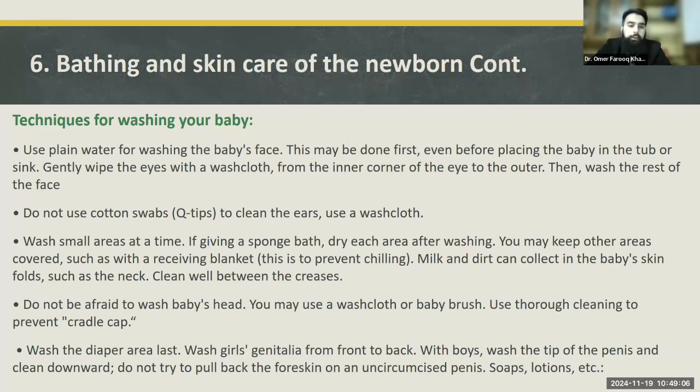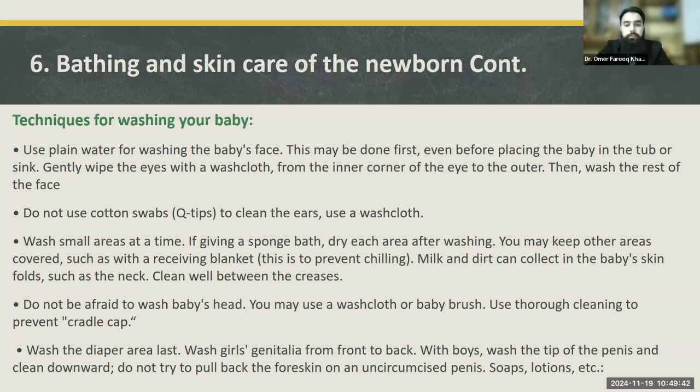Wash small areas at a time. For example, one arm, then the other arm, one leg, then the other leg. You do not start washing the whole of the body in a single go. If giving a sponge bath, dry each area after washing. You may keep other areas covered, such as with the receiving blanket. This is applicable in colder climate areas, not for Africa or Asia, where temperatures are almost always 45 to 50 degrees Celsius. But in colder climates, you need to keep the other areas covered, and you just wash one area of the body.